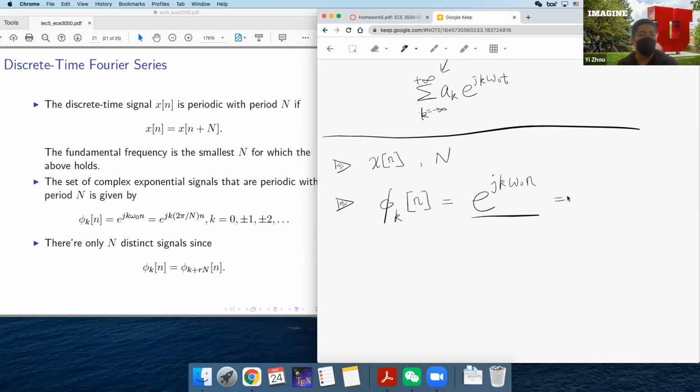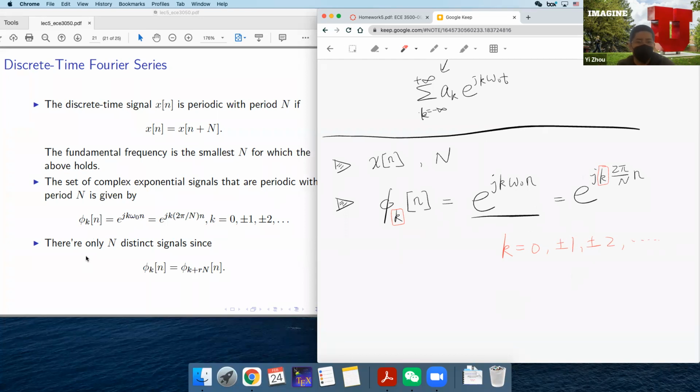So in this case, we know that omega_0 is the angular frequency, which is essentially 2 pi over capital N. This k is the index of the complex exponential basis, so phi_k[n] denotes the k-th basis signal. And again, this k takes all the integer values. This is the same as the continuous time case.